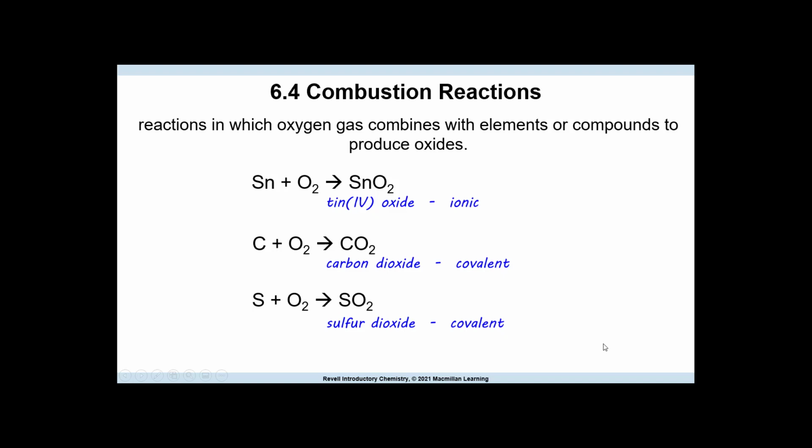Class, now we're on 6.4, and we are going to look at combustion reactions. This is another type of reaction. We already covered synthesis, decomposition, single and double displacement. This is the last one.